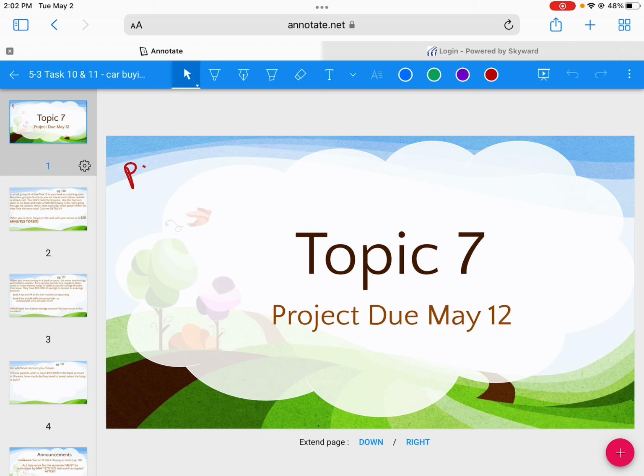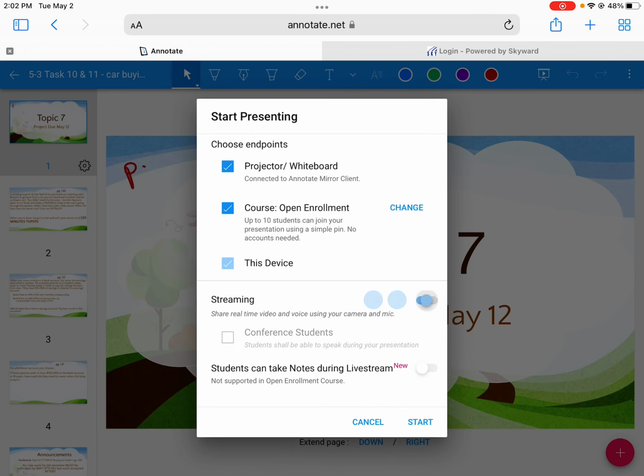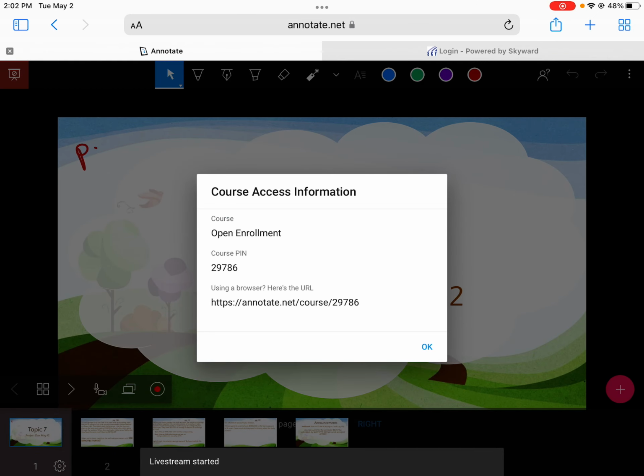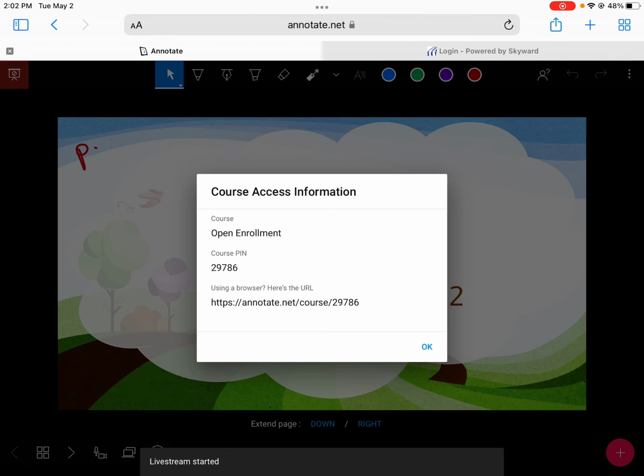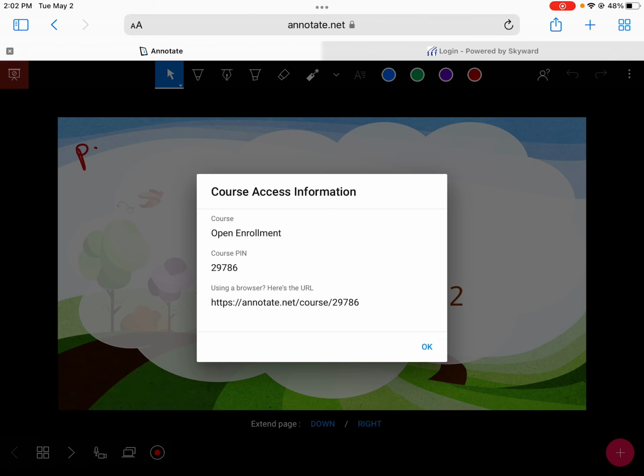All right. So this is page 130. Buying a car.